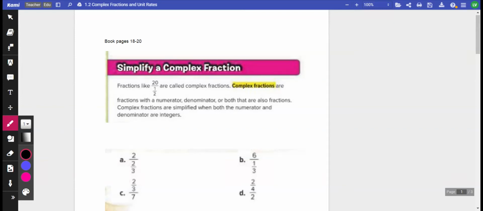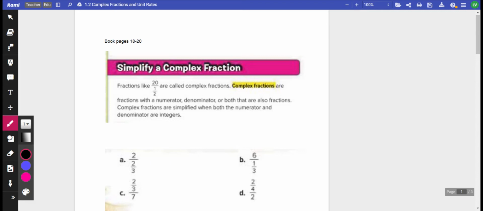We're going to look at simplifying a complex fraction. This is section 1.2 in your book, pages 18 to 20. Simplify a complex fraction. Fractions like 20 divided by 1/2 are called complex fractions. Complex fractions are fractions with a numerator, denominator, or both that are also fractions.